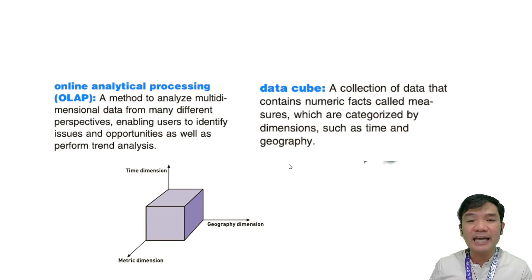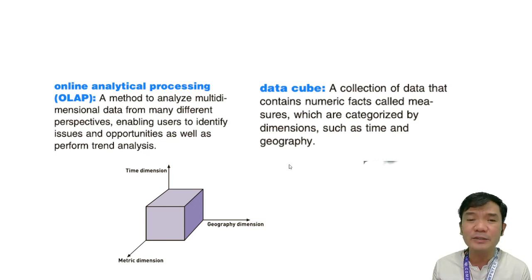Next we have online analytical processing. These are concepts used in business intelligence or analytics. We define OLAP as a method to analyze multidimensional data from many different perspectives, enabling users to identify issues and opportunities as well as perform trend analysis. Online analytical processing is used to drill data or to extract data within a certain group of information that is shown to the user.